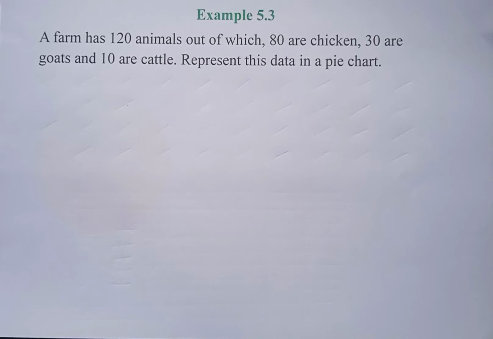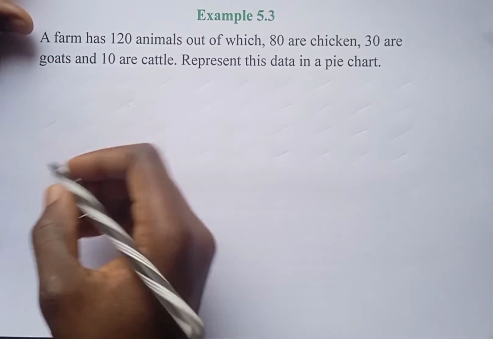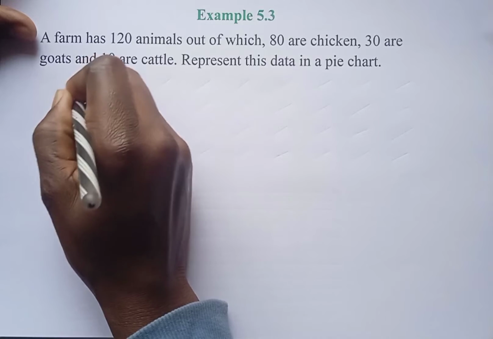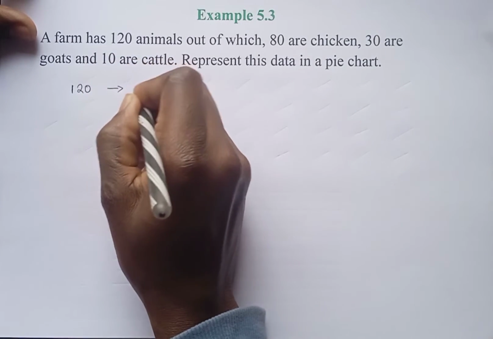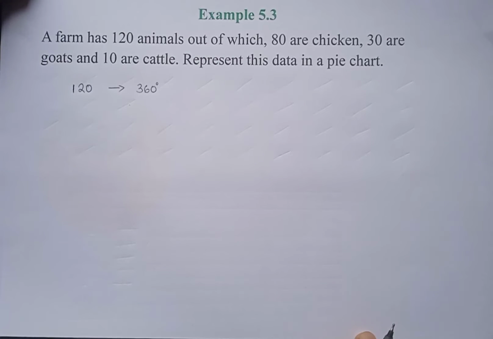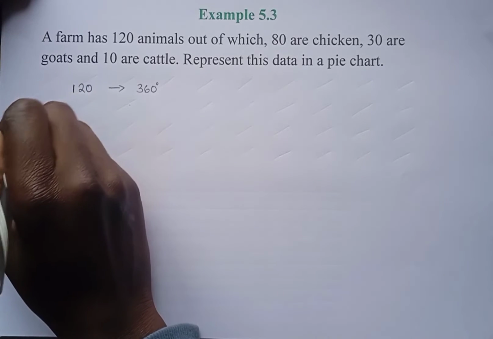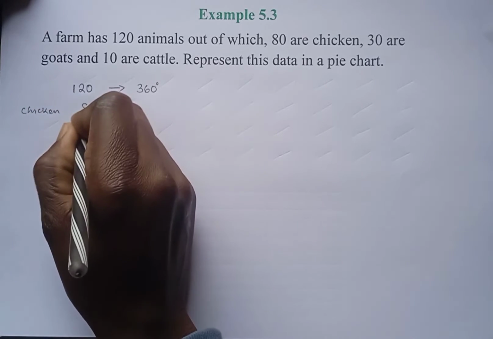A farm has 120 animals, out of which 80 are chicken, 30 are goats, and 10 are cattle. Represent this data in a pie chart. A pie chart is a circular chart in which each sector represents a certain amount. So we get the angles for each animal. The total animals are 120 and they correspond to 360 degrees, which is the angles in a complete circle.